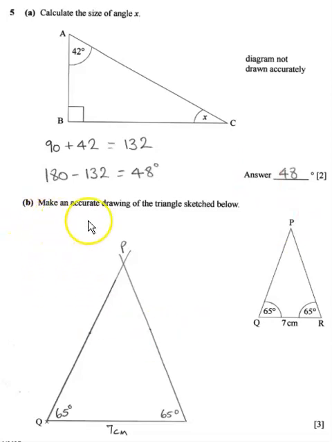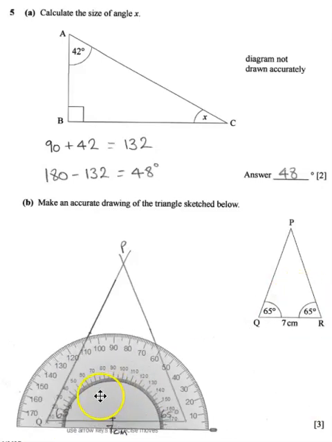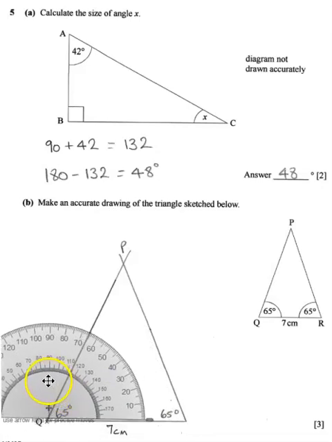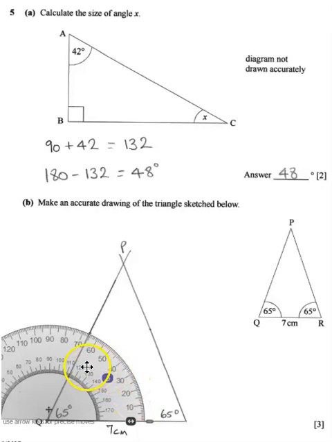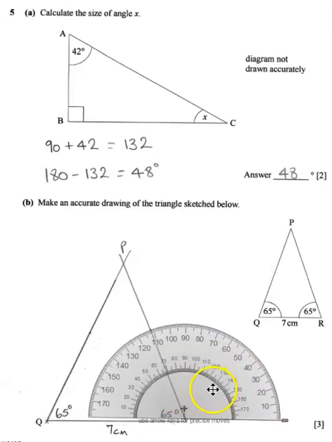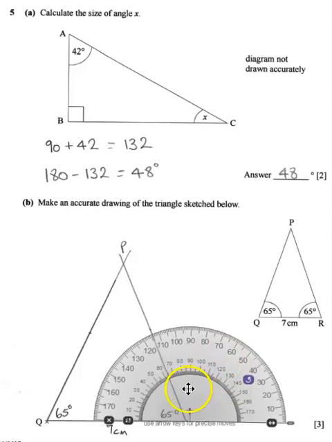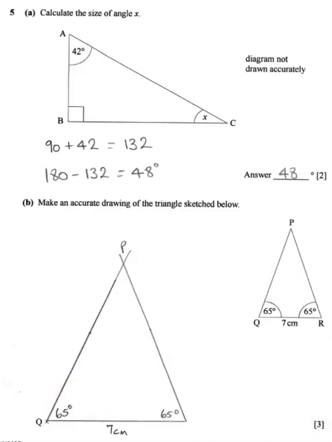This question b, it says make an accurate drawing of the triangle sketched below. So we start with a baseline from Q, and it's 7 centimeters. So we get a ruler and we measure 7 centimeters across. Next, we get a protractor and we measure 65 degrees from this side, and 65 degrees from that side. Okay, so 65 degrees on each side, and we would draw a line, mark points, and draw a line through those until they meet up at the top there, which then becomes P.